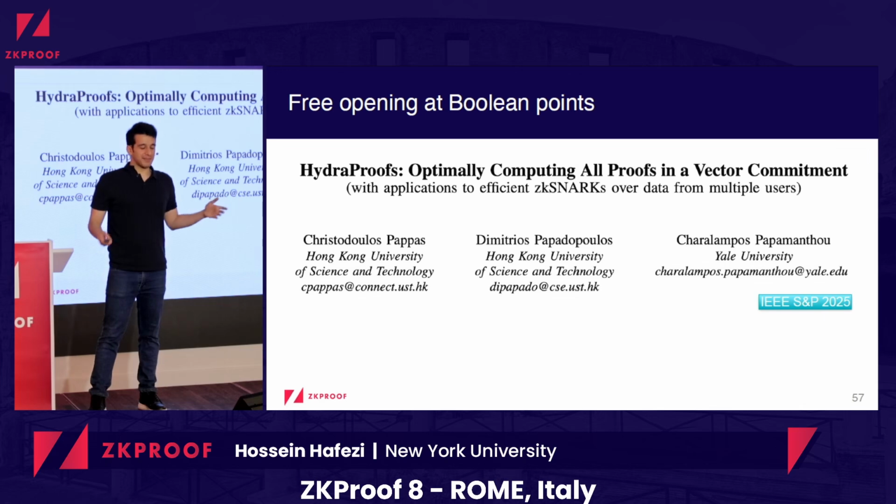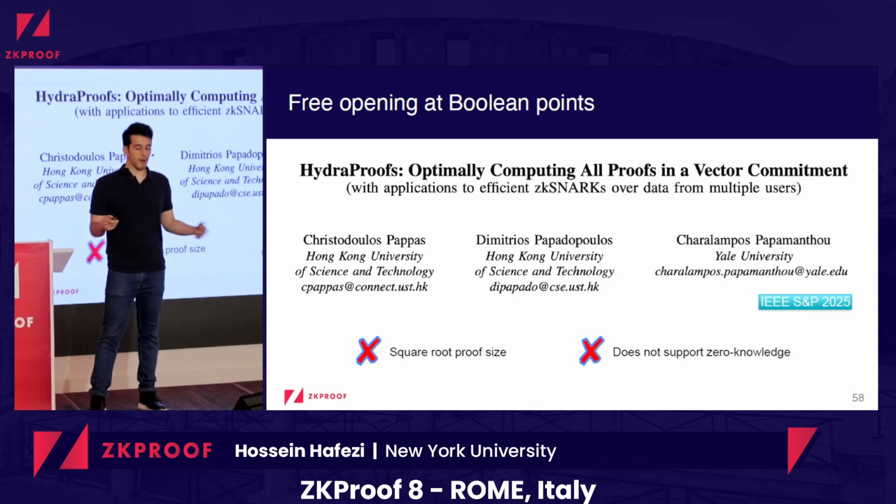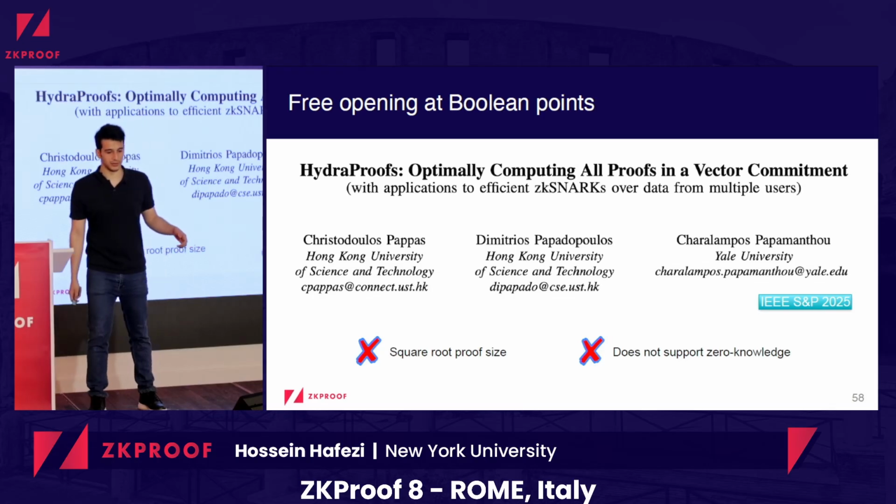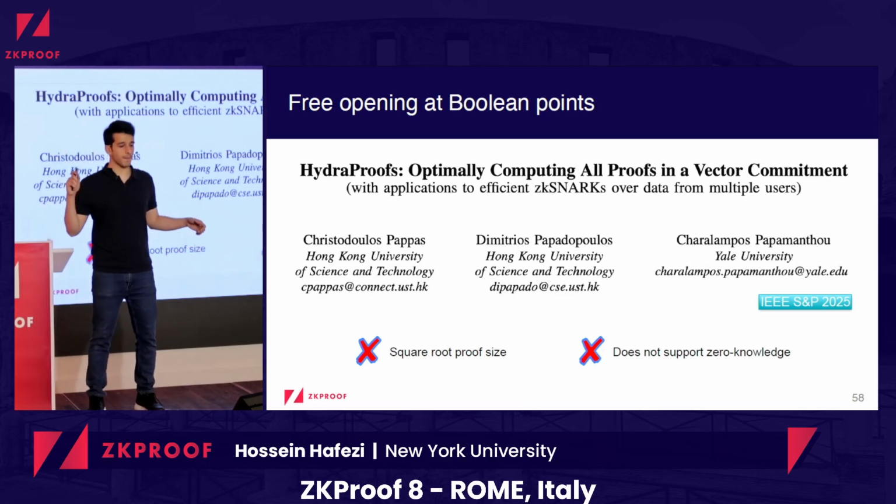So they basically realized this primitive that you have a polynomial commitment scheme such that you can open all the points in the Boolean hypercube for free. It is quite efficient, and they come up with a number of applications for it. However, their approach, compared to KZH-Log, is that they do not support the square root proof size, and they do not support this zero-knowledge compiler.